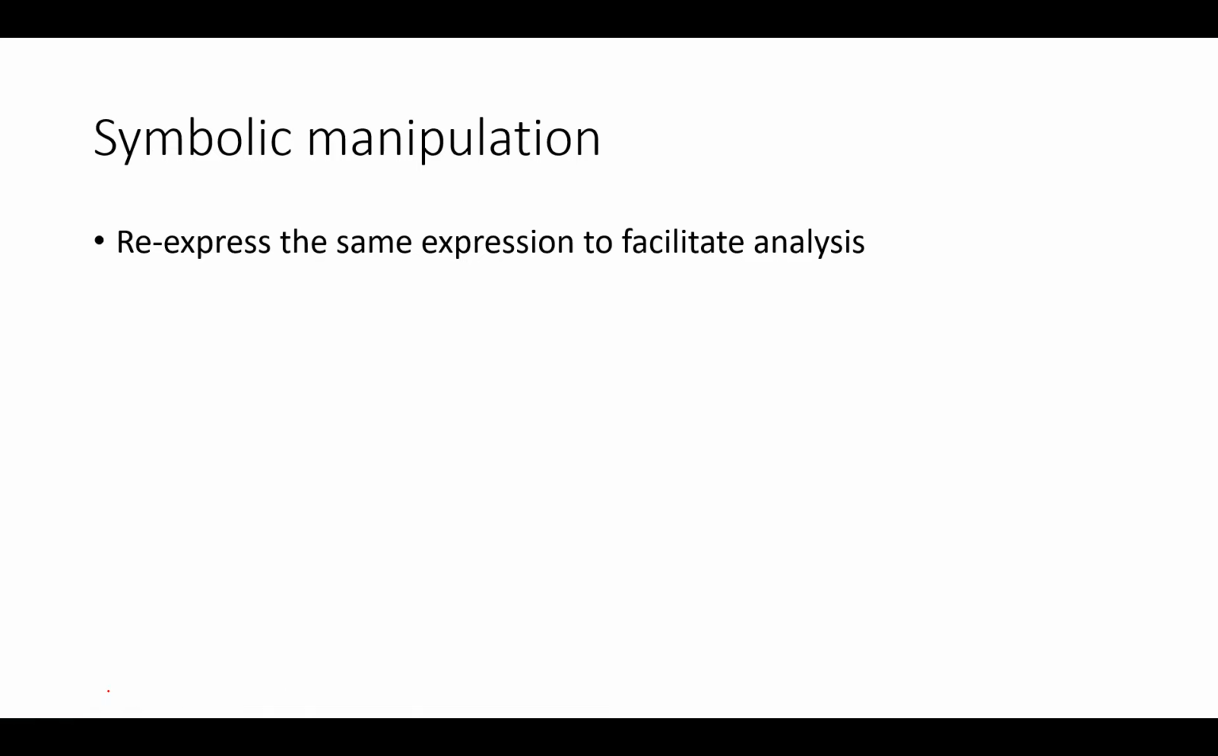When it comes to symbolic manipulation, we often talk about re-expressing the same expression to facilitate our analysis. This actually takes on a few flavors. Now, let me just change the color. We have a function that looks like this: 2 times (3x squared minus 2x plus 5), plus another part, which is (x squared plus 3x minus 7). Now, this expression looks a bit complicated, and we can do something to simplify it.